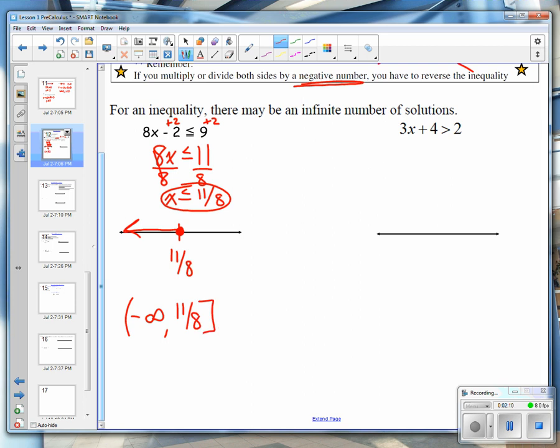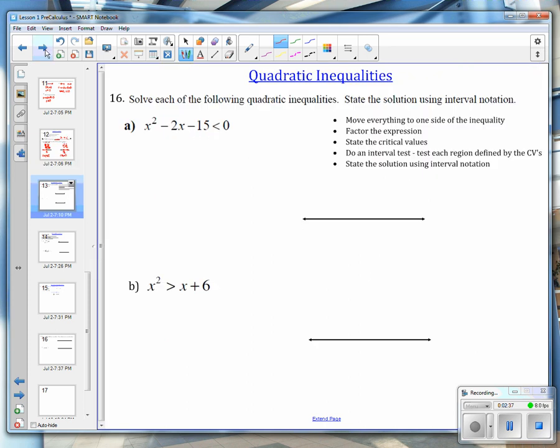Next one is really similar. I'll just do this one quickly. Minus 4, minus 4. So we've got 3x is greater than negative 2. x is going to be greater than negative 2 over 3. So on the number line, at negative 2 over 3, x is greater than, so we have an open circle, and our solution would look like this. Again, open circle for negative 2 over 3, and then that would go up to positive infinity. Pretty straightforward so far.